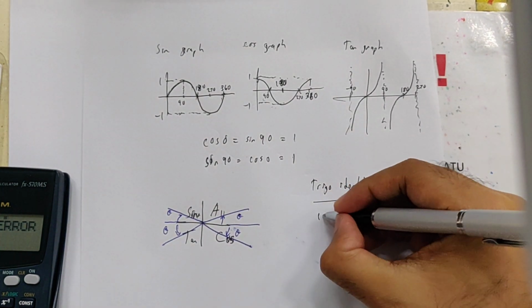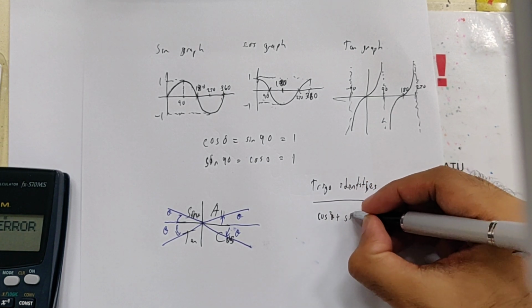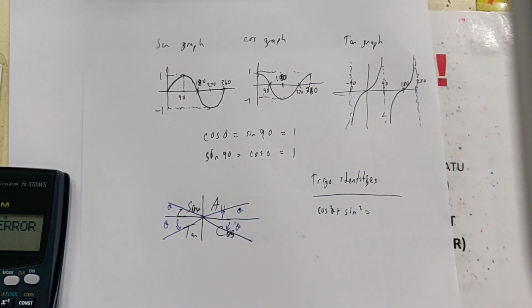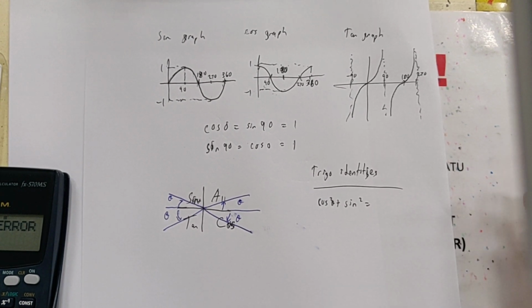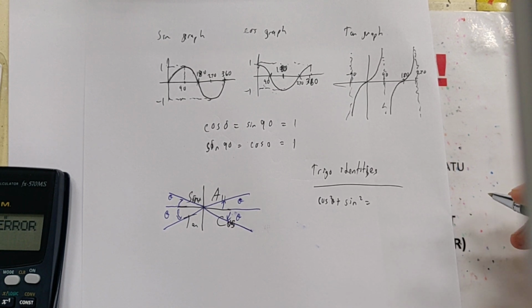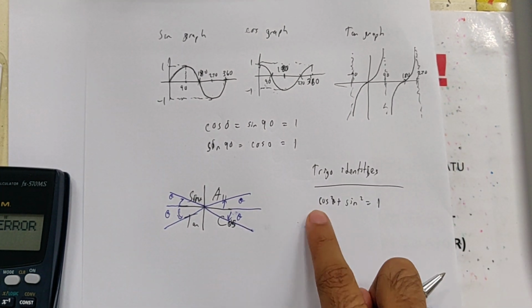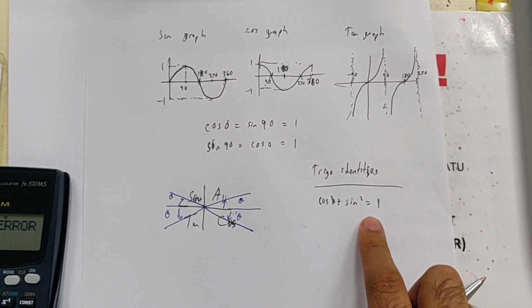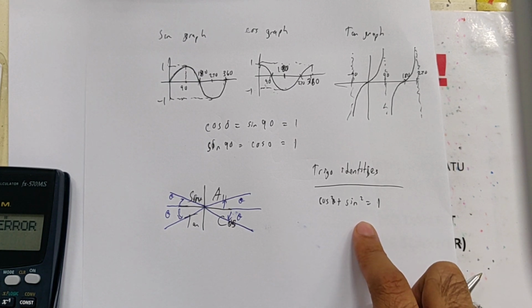Do you memorize this? Cos squared theta plus sin squared theta equals to? Equals to what? 1. This one you have to memorize. No choice. And from here you can generate another 2. How?